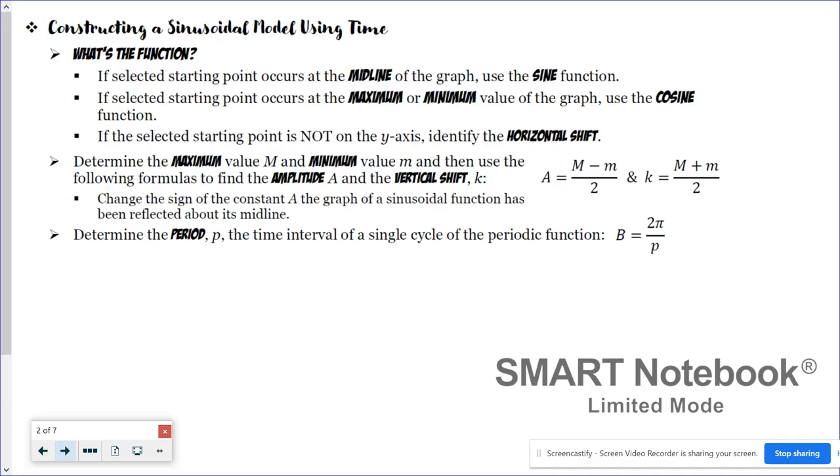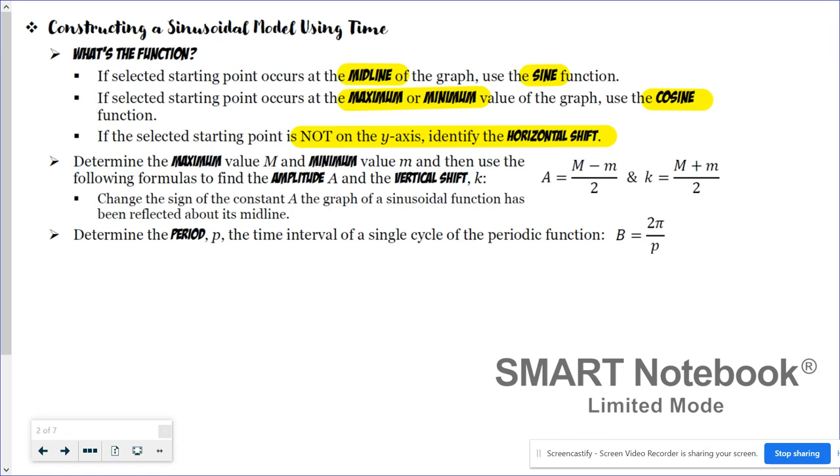So that selected starting point, if it's at the midline of the graph, you're going to be writing a sine function. If it's at the maximum or minimum value of the graph, then it's going to be cosine. Pay attention to whether or not the function has been flipped. And also remember, if you're not on the y-axis, there is a horizontal shift.